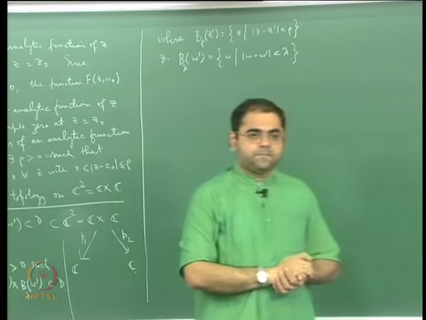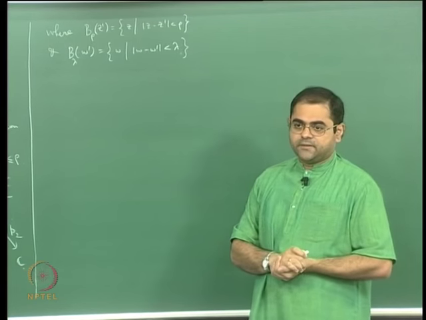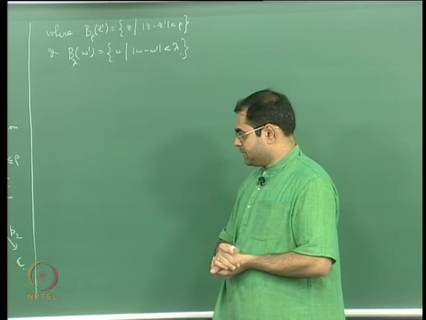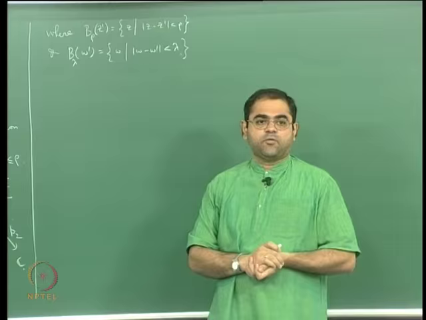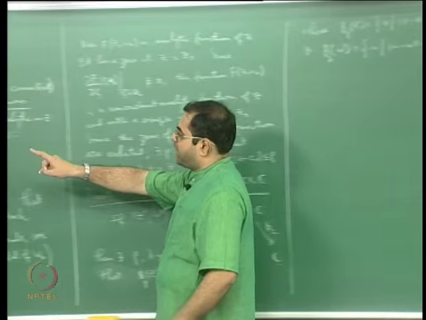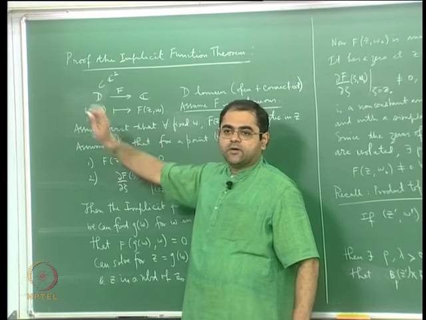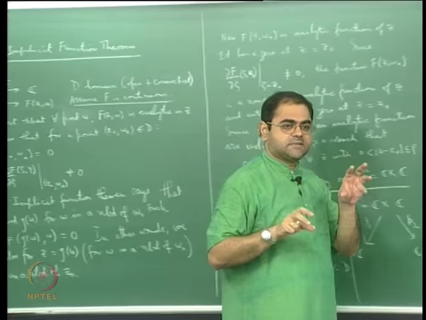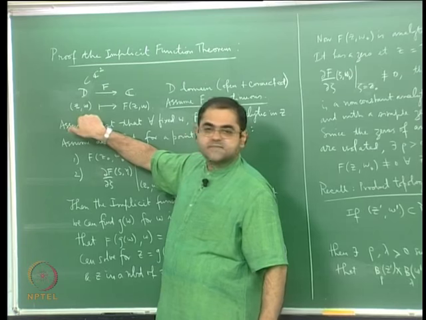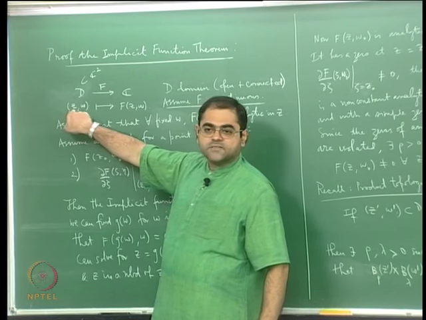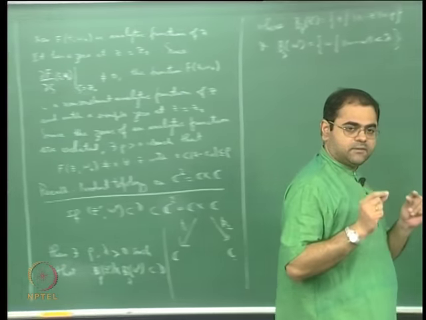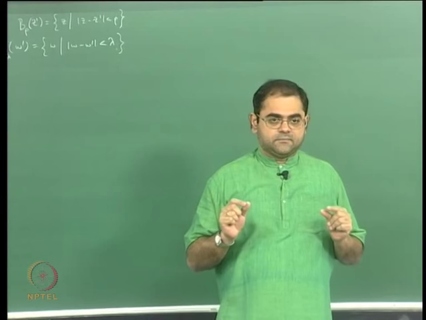So it will contain a product of disks, okay. So what you must understand is that whenever you are working with a point here, you can always think of this point as sitting in a product of disks, a disk centered at the first coordinate cross a disk centered at the second coordinate, for sufficiently small values of the radii, right.